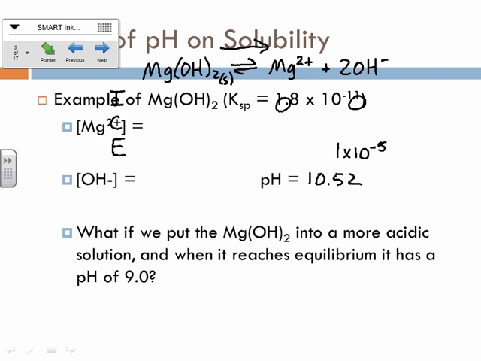So that means this increases by 1 times 10 to the negative fifth. If this increases by 1 times 10 to the negative fifth, then how much does the Mg2 plus increase by? Half of that, right? Okay, which is 0.5 times 10 to the negative fifth, which is 5 times 10 to the negative fourth, right? It's a good opportunity for mental math right here.